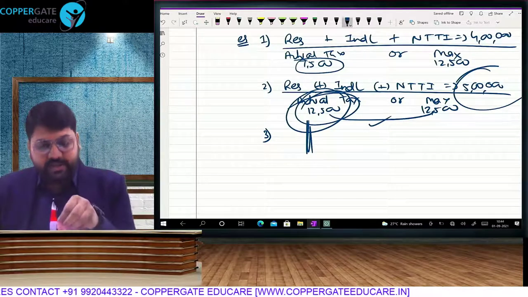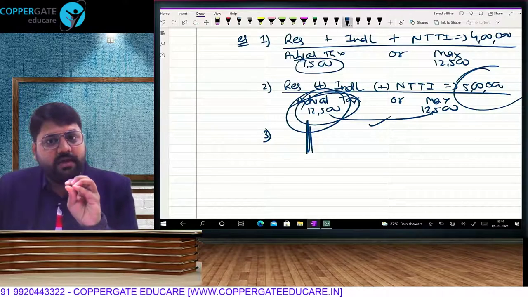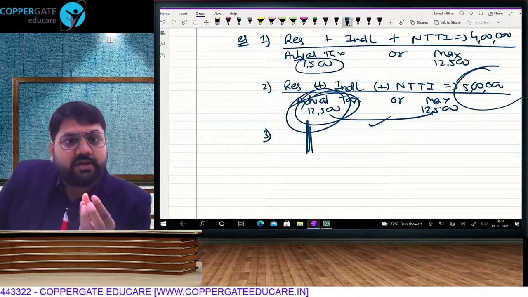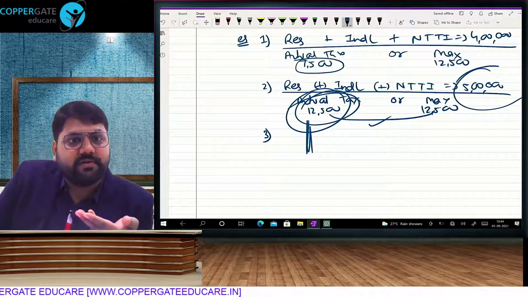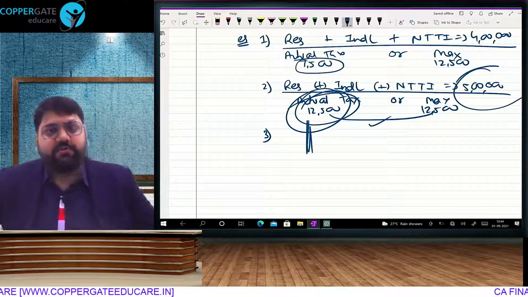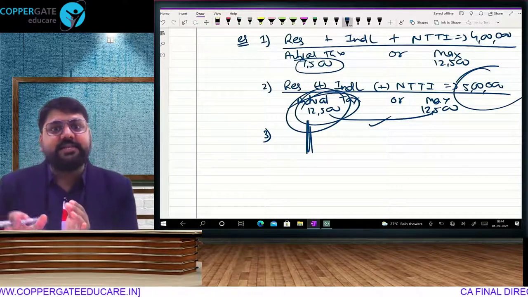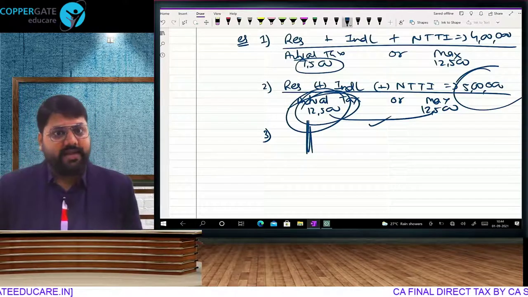Sir, then you saying actual tax or 12,500, whichever is lower, is technically incorrect, because the actual tax will never be higher than 12,500. Did you understand what I said? At 5 lakh rupees, of course, if my income exceeds 5 lakh rupees, my actual tax will exceed 12,500, but then I am not eligible, no.